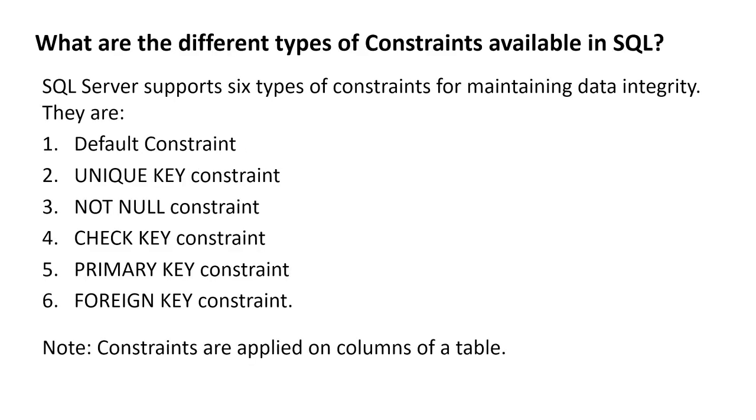What are the different types of constraints available in SQL? SQL Server supports 6 types of constraints for maintaining data integrity. These are default constraint, unique key constraint, not null constraint, check constraint, primary key constraint, foreign key constraint. Remember, constraints are applied to columns of a table.